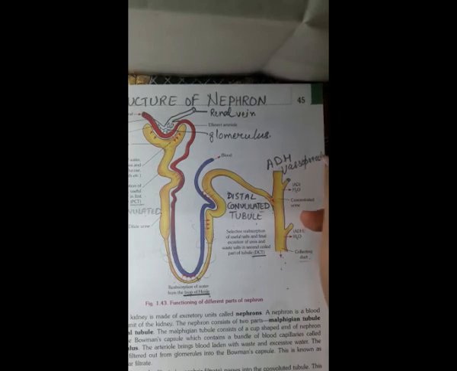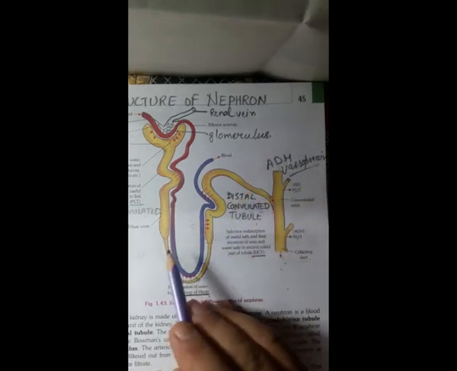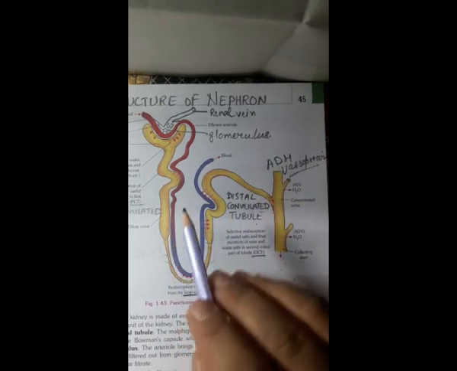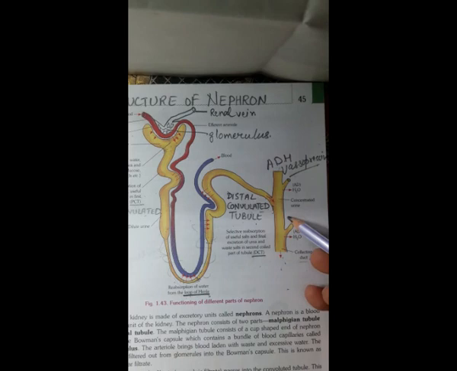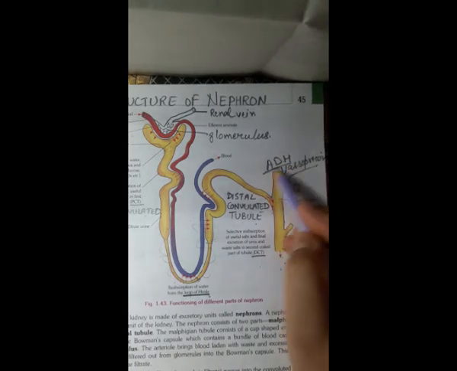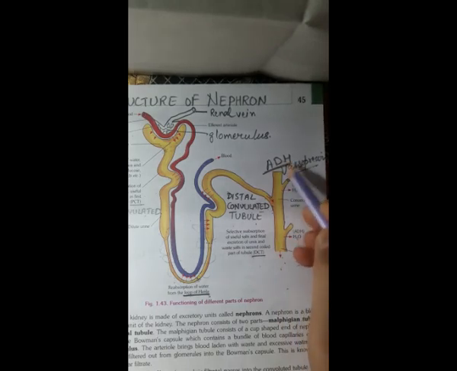What is the function of this hormone? This hormone concentrates the urine and maintains the osmotic concentration of body fluids. Means how much water is to be retained in the body and how much water is to be poured into the collecting tube is all controlled by the working of this hormone, anti-diuretic hormone.